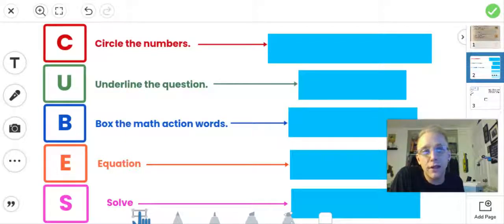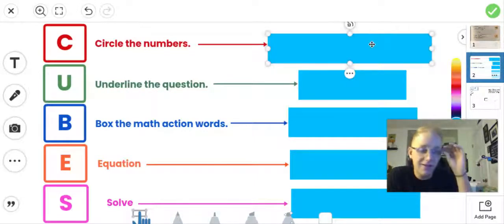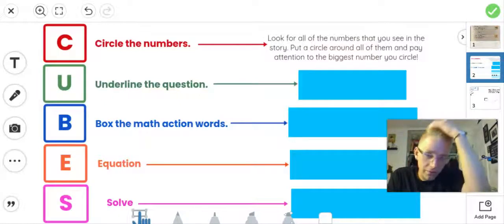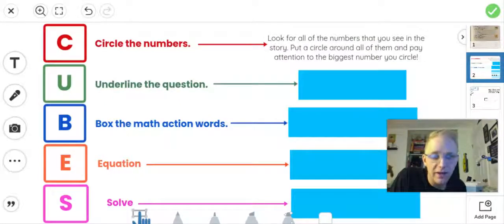The first letter in CUBES is the letter C, and C stands for circle the numbers. Now, this is pretty simple. You're basically going to look for all the numbers that you see in the story, and put a circle around all of them. Pay attention to the biggest number you circle, because it helps you figure out where it goes. If it's addition, the biggest number goes at the end. If it's subtraction, the biggest number goes at the beginning when you're building your equations.